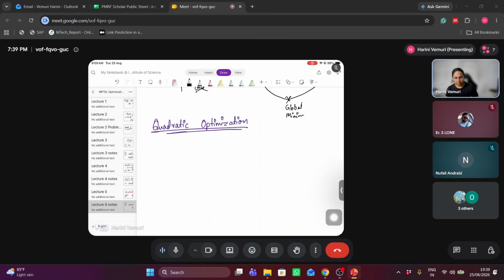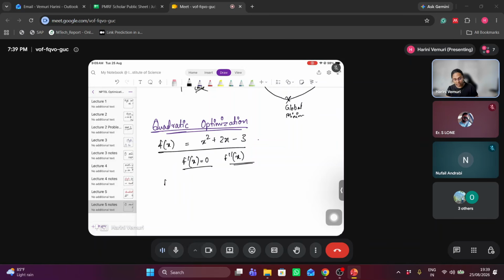Because if I have a single variable f of x equal to x square plus 2x minus 3, then you guys know how to get minima or maxima for this function. You'll just do f dash of x, f double dash of x. You find where f dash of x is 0 and what is the sign of f double dash of x at that point. Then you will know whether it's a minima or maxima.